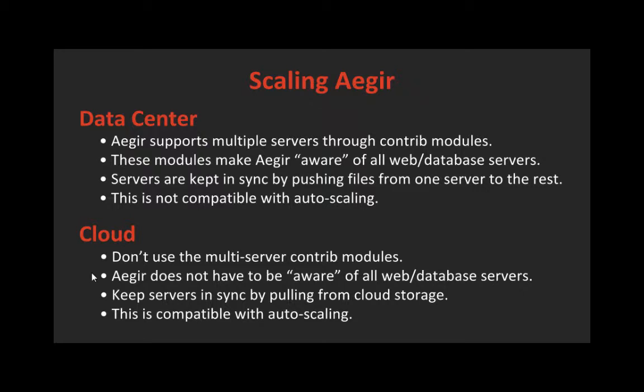So if you have to make Aegir aware of every server, then every time you add one, you have to tell Aegir about it. Remove one, you have to tell Aegir about it. And if you're auto scaling multiple times a day or a week, I'm not saying it couldn't be done with scripting, but it has a unique set of challenges. So Aegir already has those contrib modules that work with your classic data center where the infrastructure doesn't change. But I wanted to talk more about Aegir in the cloud.